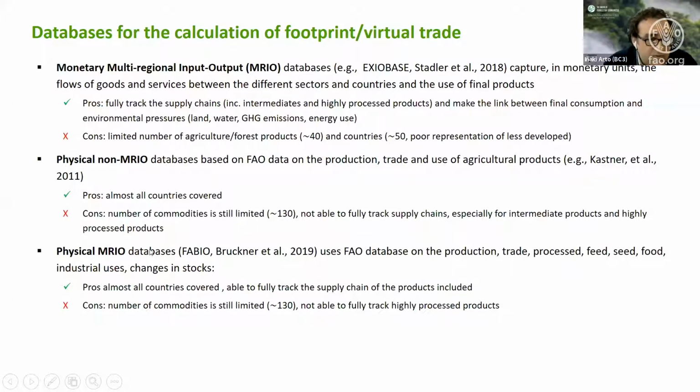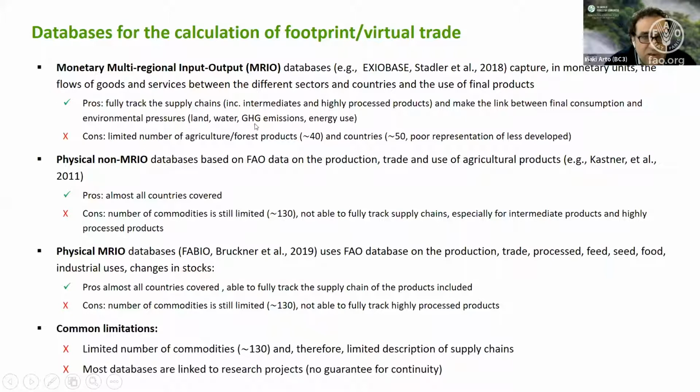But the problem of these databases too is that the number of commodities is still limited, around 130, and they are not able to fully track the highly processed products. To that end, they are usually combined with multi-regional input-output databases. So summarizing, there are a couple of common limitations of these databases. First of all, is the limited number of commodities that they cover. And in this sense, the capacity to describe supply chains is limited by this number of commodities. And second, most of these databases are linked to research projects. So there is no guarantee for their continuity.